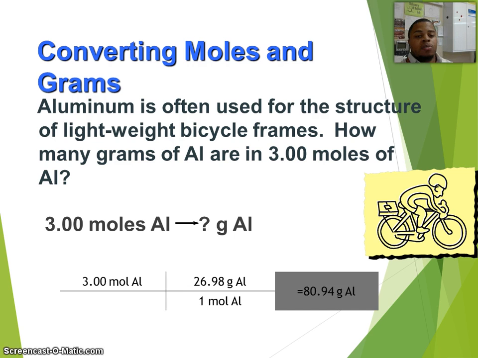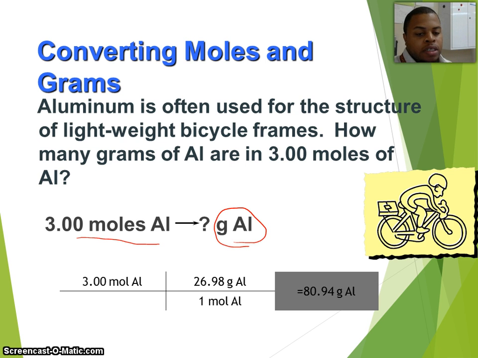Now, if we're using the example of converting between moles and grams, we have this question. Aluminum is often used in the structure of lightweight frames. How many grams of aluminum are there in 3.00 moles of aluminum? So what we're trying to find is, we're at 3 moles of aluminum, and we're trying to find out how many grams of aluminum that is. So we have to set it up in our lovely chart. Remember that we want to place the unit that we want to get rid of on the bottom. The unit that we're given here is moles, so moles also has to be on the bottom so we'll be able to cancel it out.